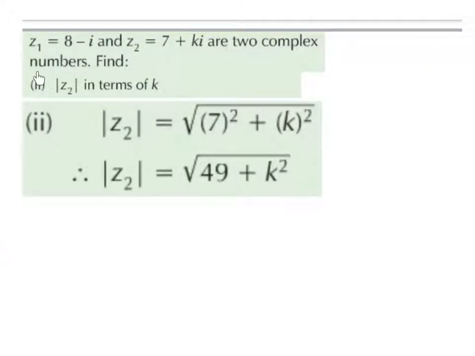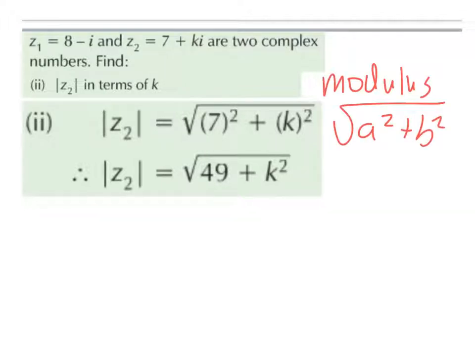Part 2. Find the modulus of z2 in terms of k. So in terms of k just means k needs to be in your answer. So again, our modulus formula is the square root of a squared plus b squared, where a is the real part and b is the imaginary part. So for z2, 7 is the real part and k is the imaginary part. Remember, we ignore the i, but we keep the k. So we substitute into our formula.